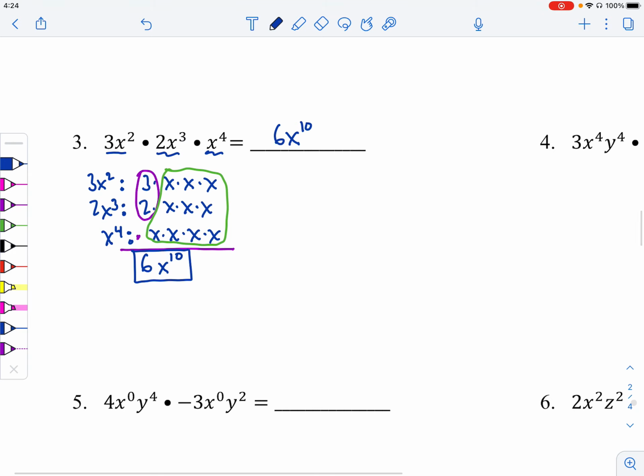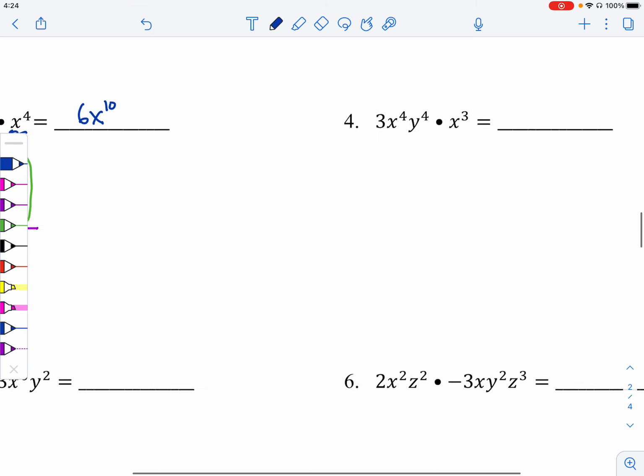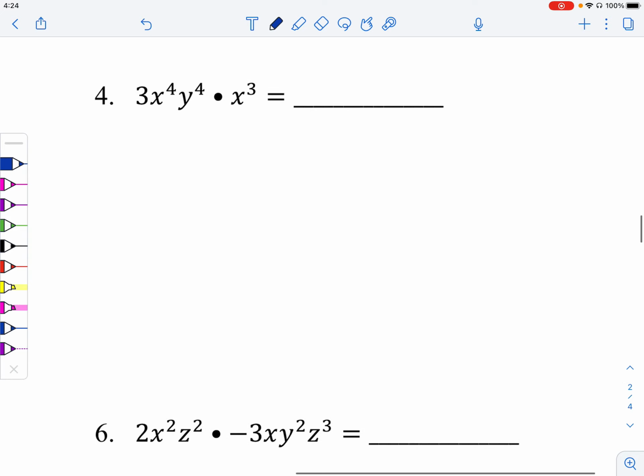Yeah, that's simple. And you get good at it, right? Let's go over the shortcut after. Okay, next one. Now we just have x's and y's. Makes no difference. We're just going to write it out, right?